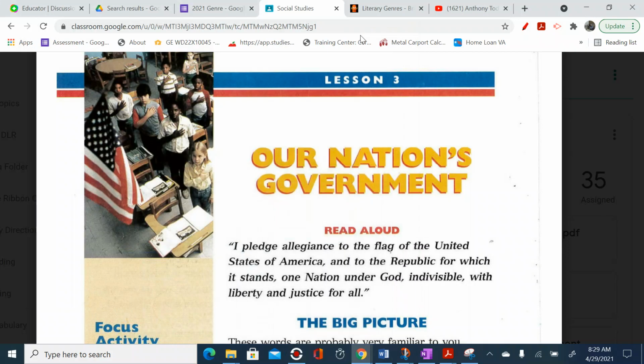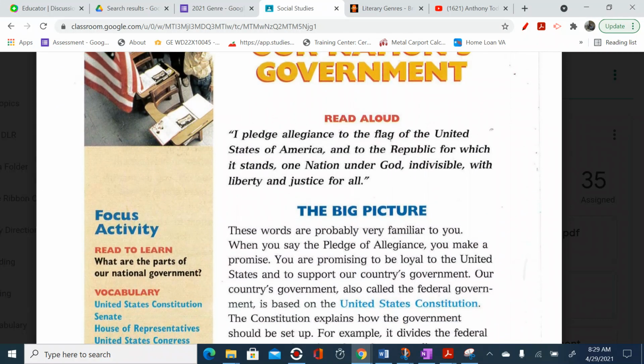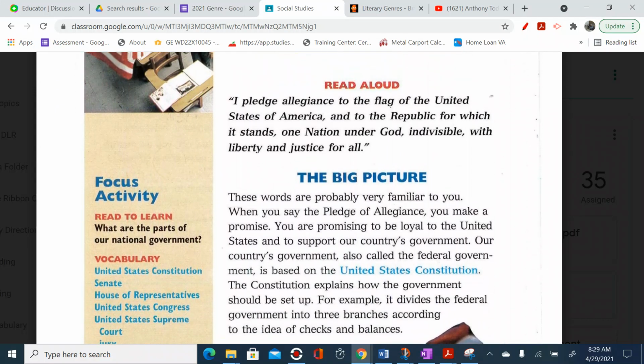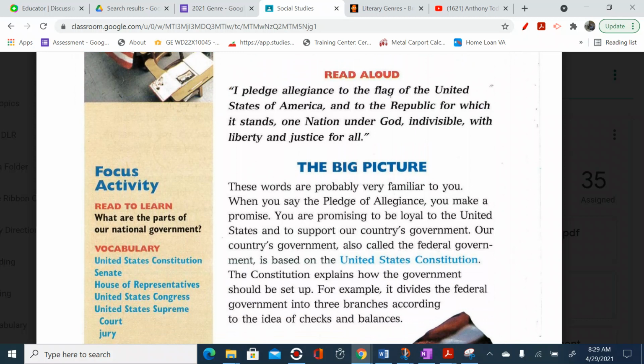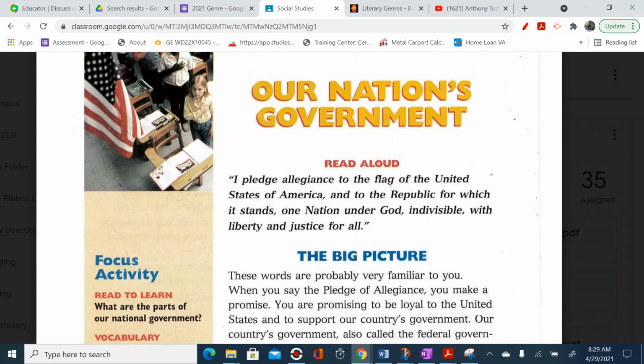All right, guys, you're going to outline our nation's government, Chapter 3. So I'll read it to you. We'll talk about it, and you can either follow along with me or read the activity yourself. But here we go. It says, Our nation's government.